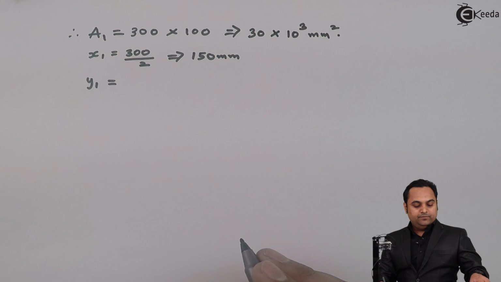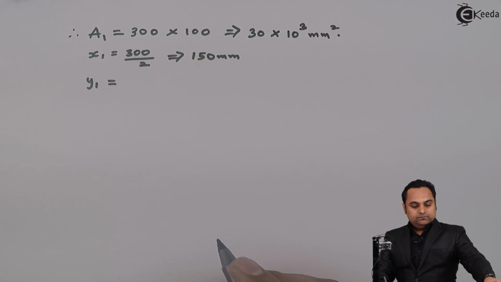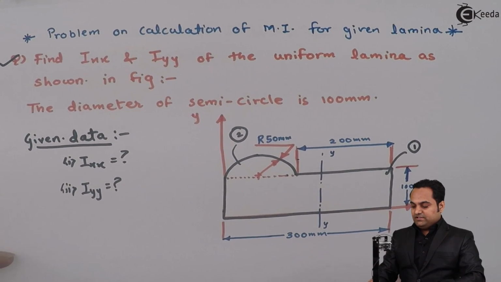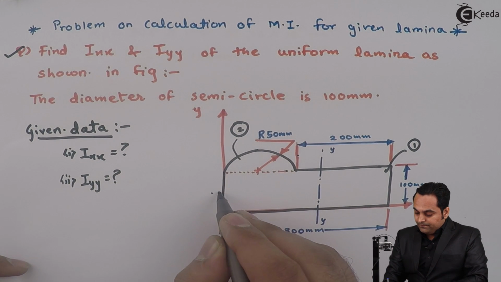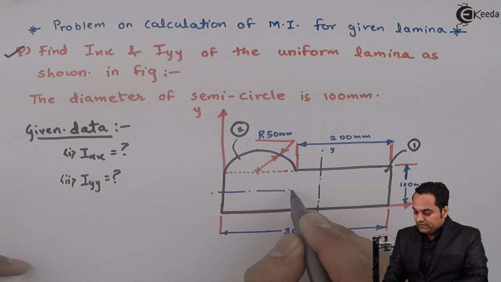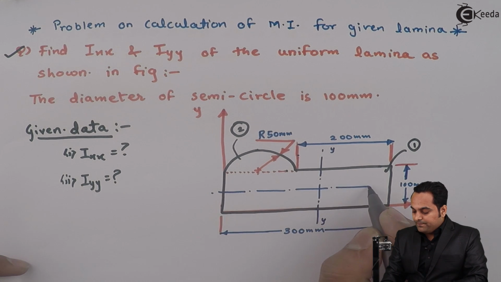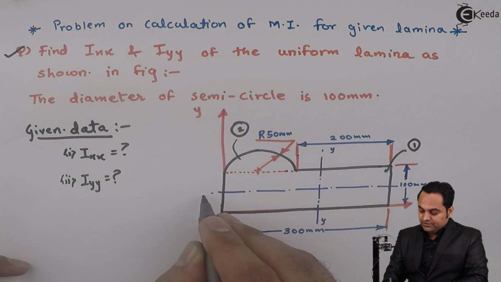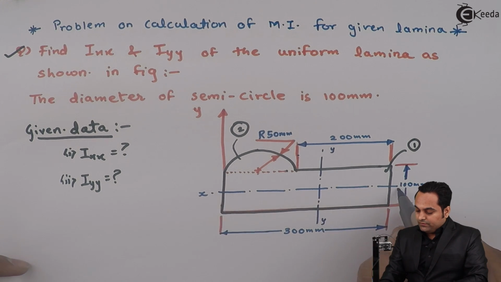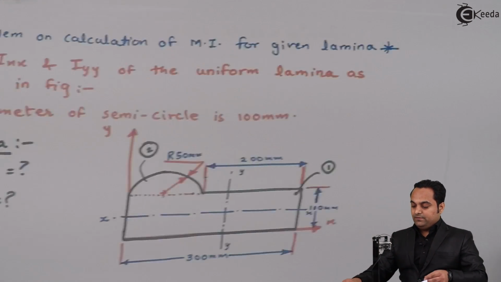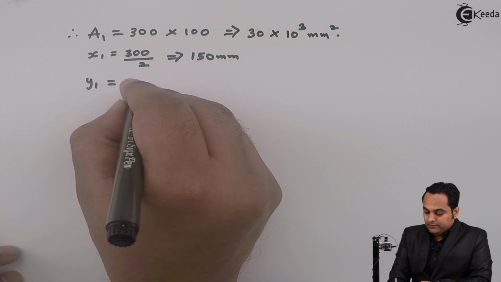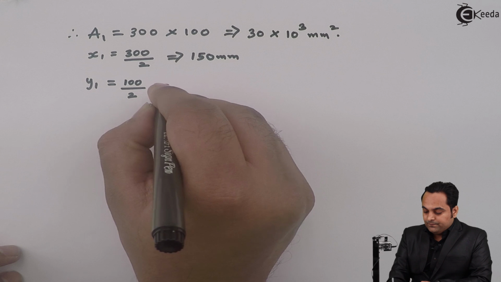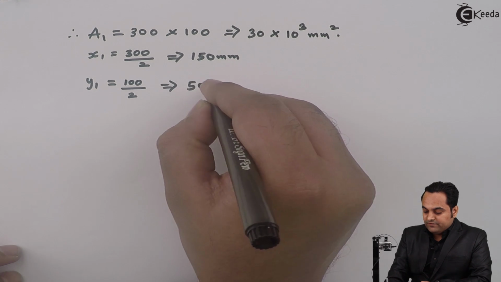And y1 will be the location of x-axis for the first rectangle, and that will be at half of 100 mm, because 100 is the depth here. So the x-axis for the first rectangle, it is at half of 100, so it is at 50 mm.